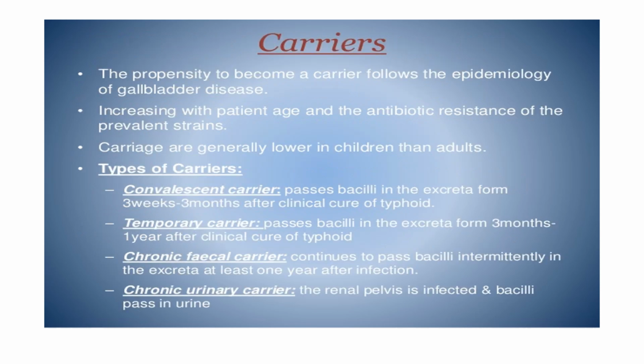Carriers are important, especially in the adult group. They are less common in the pediatric population, but briefly, we have to discuss it. The propensity to become a carrier follows the epidemiology of gallbladder disease, and it increases with the patient's age and antibiotic resistance of the prevalent strain. The carriers are generally lower in children than adults, as I have already mentioned. And there are four types of carriers: convalescent carrier, temporary carrier, chronic fecal carrier, and chronic urinary carrier.